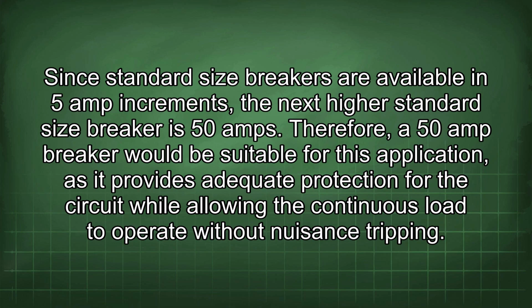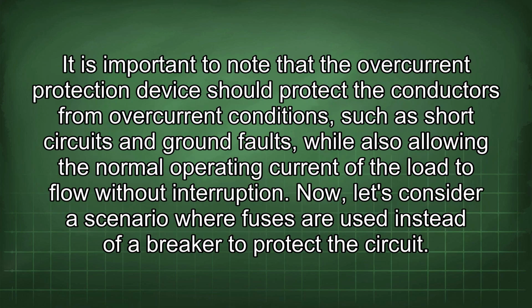Therefore, a 50 amp breaker would be suitable for this application, as it provides adequate protection for the circuit while allowing the continuous load to operate without nuisance tripping. It is important to note that the overcurrent protection device should protect the conductors from overcurrent conditions such as short circuits and ground faults, while also allowing the normal operating current of the load to flow without interruption.